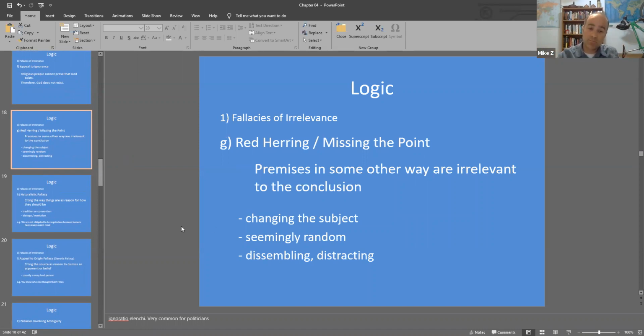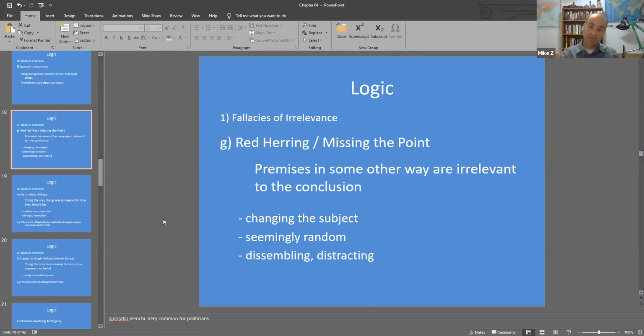Changing the subject. Somebody's faced with some difficult argument or difficult question, and they just switch to another topic and hope that we forget that they were faced with this difficult topic. Or they might start bringing in random information that doesn't have anything to do with the conclusion or the topic at hand, but then they claim that it does, and everything gets muddled.